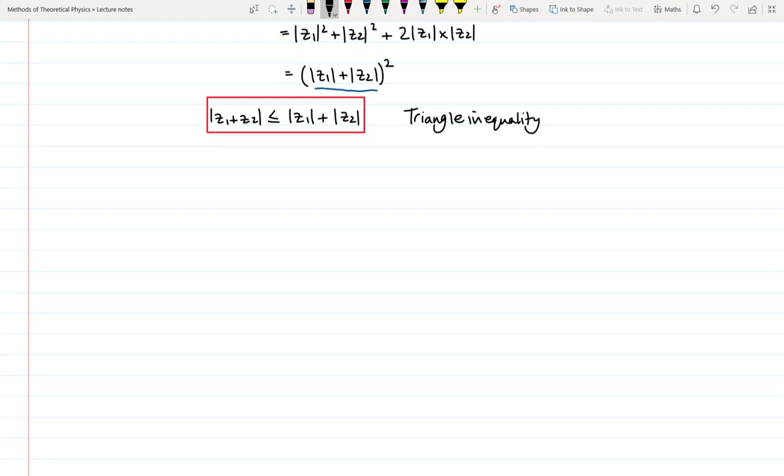Pictorially, what does this mean? Let's draw ourselves a set of axes.